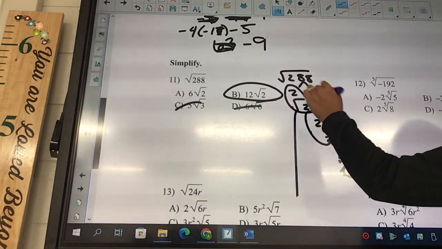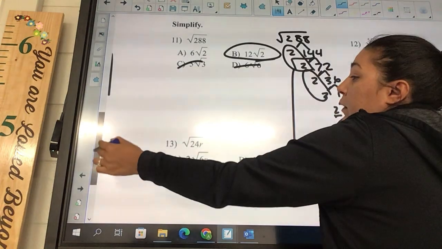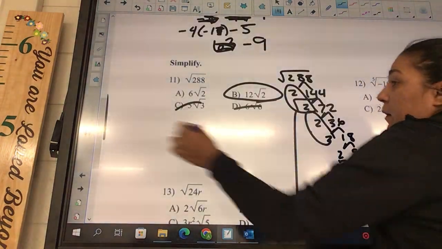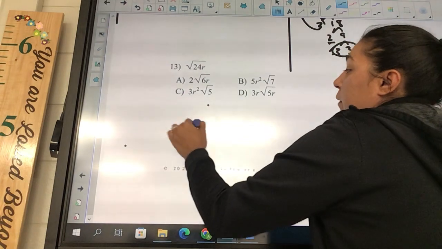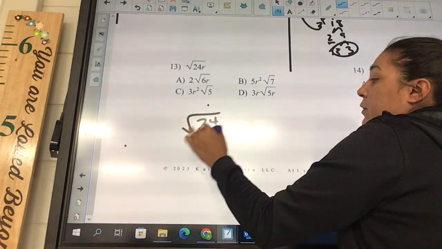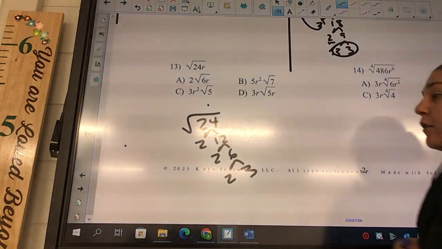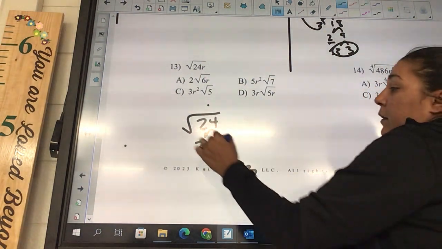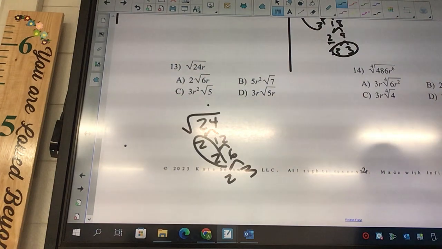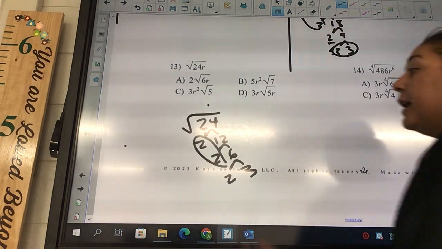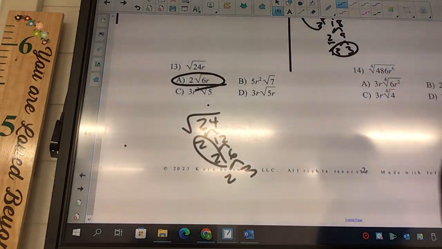Okay, for 24. I got 2 12, 2 6, 2 3. So who can go? A set of 2s. Okay, what's the only one with a 2 on the outside? It's A. So stop when you can. There's no point in going on.